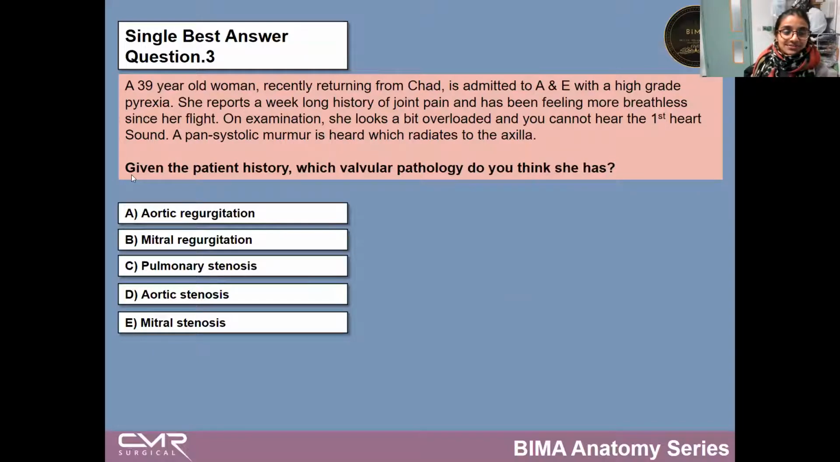Okay, we've got another question. A 39-year-old woman recently returning from Chad is admitted to A&E with a high-grade pyrexia. She reports a week-long history of joint pain and has been feeling more and more breathless since her flight. On examination, she looks a bit overloaded and you can't hear the first heart sound. A pan-systolic murmur is heard, which radiates to the axilla. Given the patient history, which valvular pathology do you think she has? B. Safia says B.